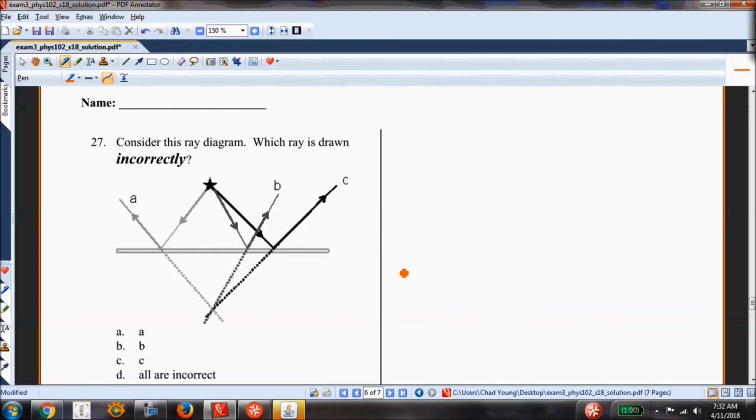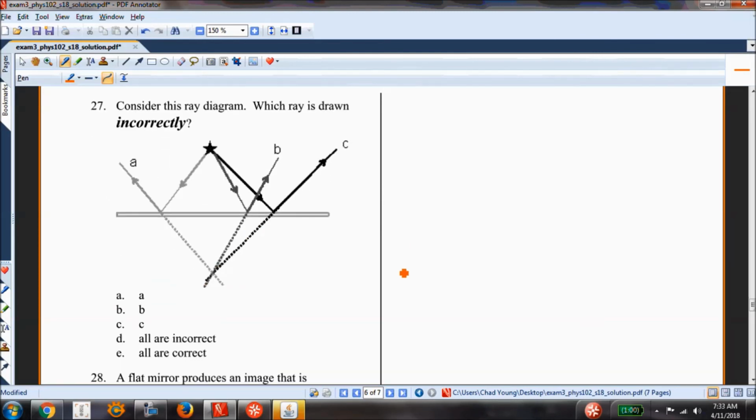There's this diagram, which ray is drawn incorrectly? Well, all of these are correct. And we can tell in a couple of ways. One, we can look and see the incident and reflected angles. They're all equal. These angles are equal to one another. Another key is that the virtual rays all cross at a position where my image should be, exactly opposite where the object is. So all of these are correct.